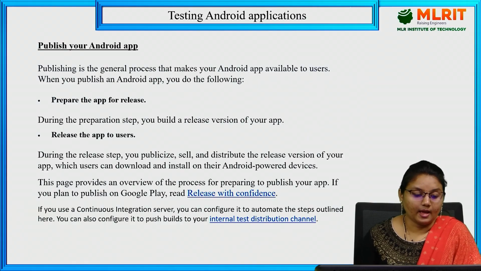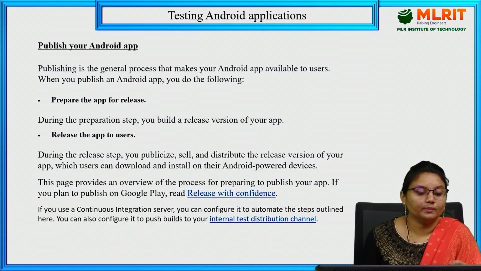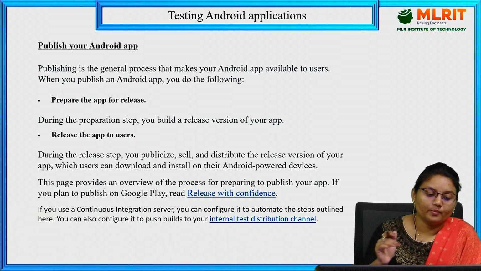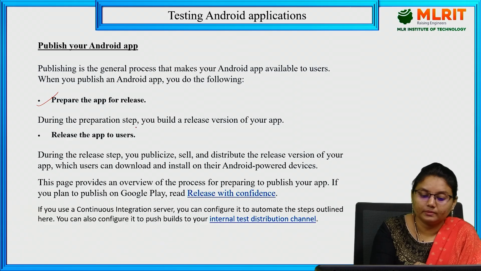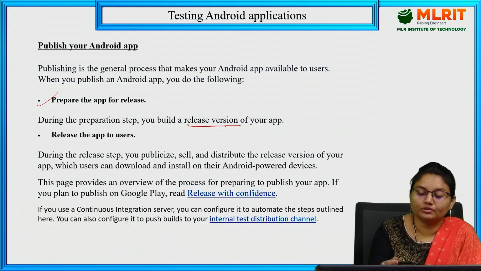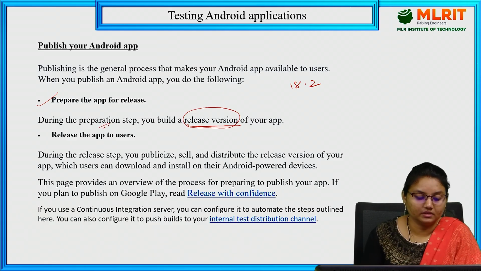Publish your Android app. The publishing policies are there. There is a general process that needs to be followed by every user to publish their Android application. When you publish an Android app, first prepare your app for release. During the preparation step, you build the release version of your application. Maybe the latest version of iOS now is 18.2. So these release versions have to be defined while you are preparing for release.